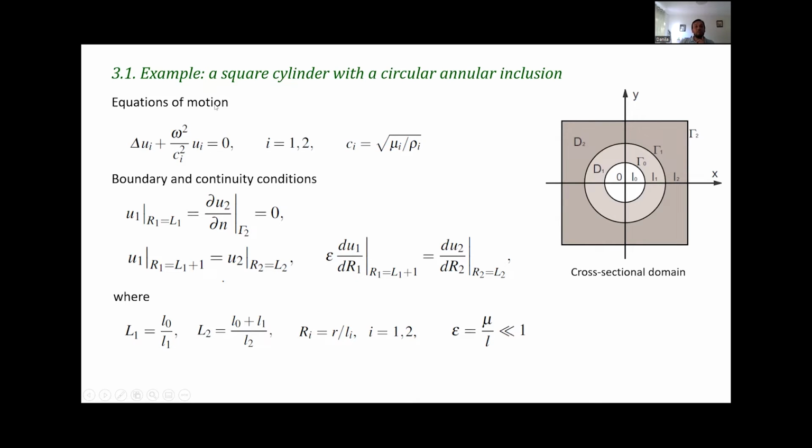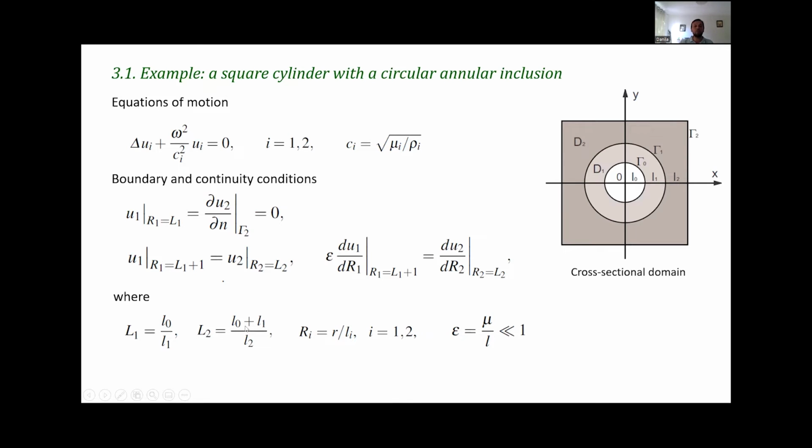So starting from these equations of motion, we have boundary conditions, so U1 should be 0 from inside. So that is fixed. The outer boundary of the square is free. And we are again considering this anti-plane motion. And the two continuity relations are here, the one for the displacement and the one for the stress.